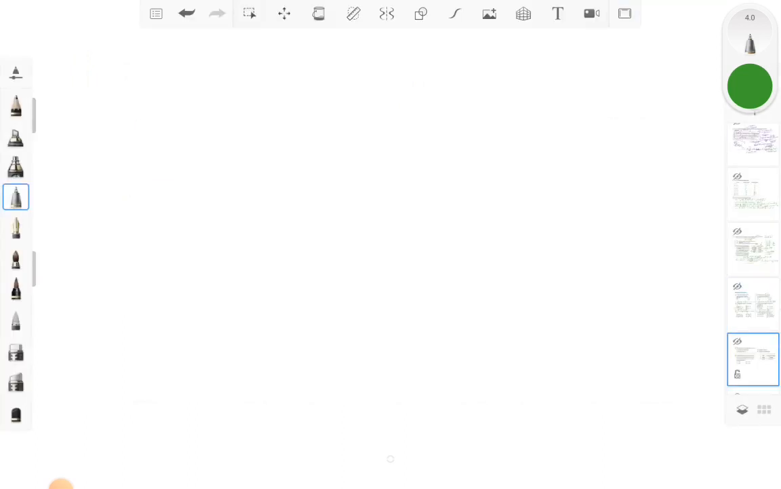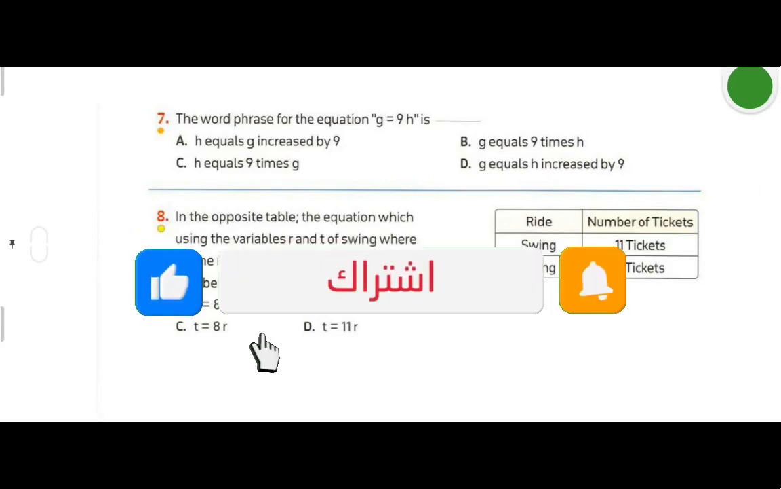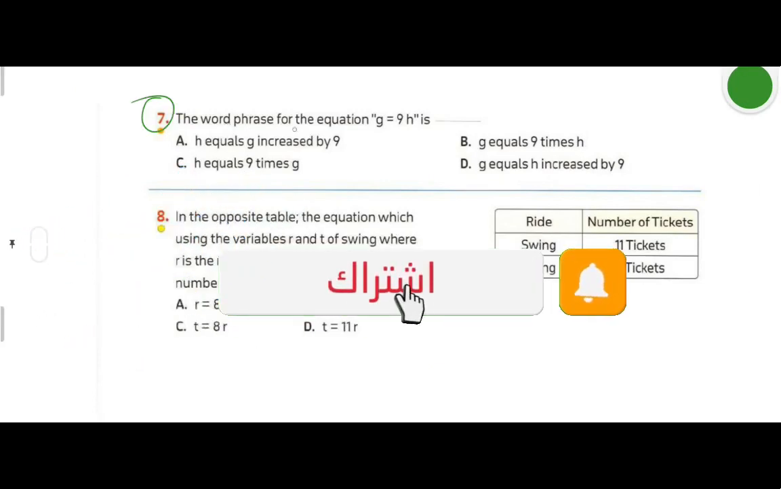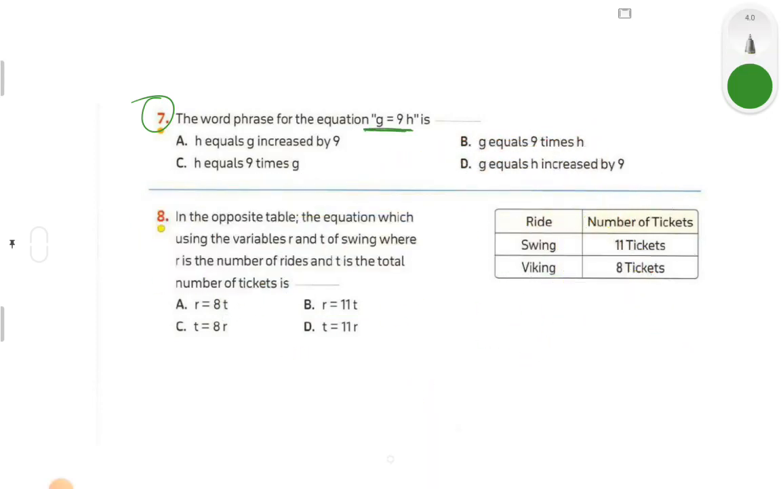Next one. Continue for the choose question. The word phrase for the equation G equals 9H. That means G equals the product of 9 and H. So H equals is false. G equals maybe this one. G equals what? 9 times H. Yes, 9 times H, or the product of 9 and H. That is the correct answer.